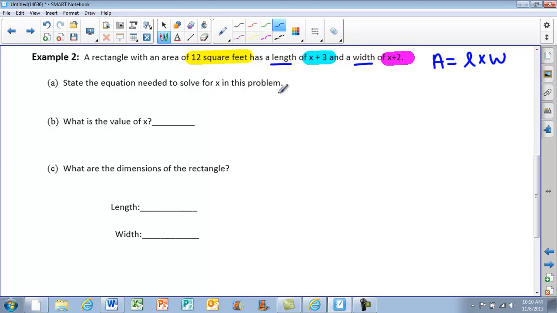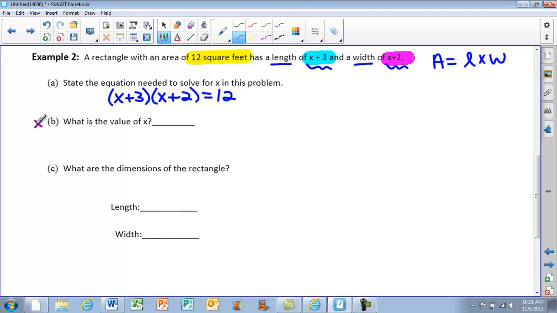So to state the equation, we know our area, that's going to be 12, equals length times width. So my length is x plus 3 times my width is x plus 2, and then that's got to equal my area, which is 12. Remember to use your parentheses because we have a quantity, so when we're multiplying those, we want to make sure we keep them in parentheses. So that part wasn't bad at all.